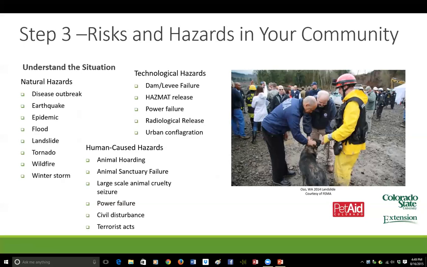You may have the possibility of a dam or levee failure that could cause dangerous flooding, or you may have an interstate highway system with trucks transporting hazardous materials through your community. There are also the hazards that are human caused, such as terrorist acts, or even large scale animal hoarders, which we'll examine more closely a little bit later.